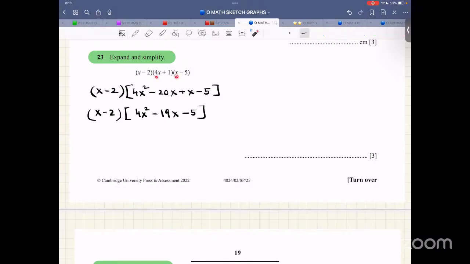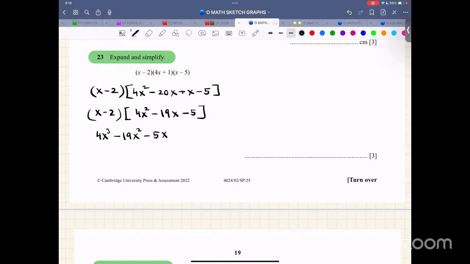4 into 1, that's 4x squared. 4 into -5, -20x. 1 into x, positive x. 1 into -5, -5. -20 plus 1, -19. This is 4, this is -5. Now multiply with the x. x into 4x squared, that is 4x cubed. That is 19x squared. That is -5x.